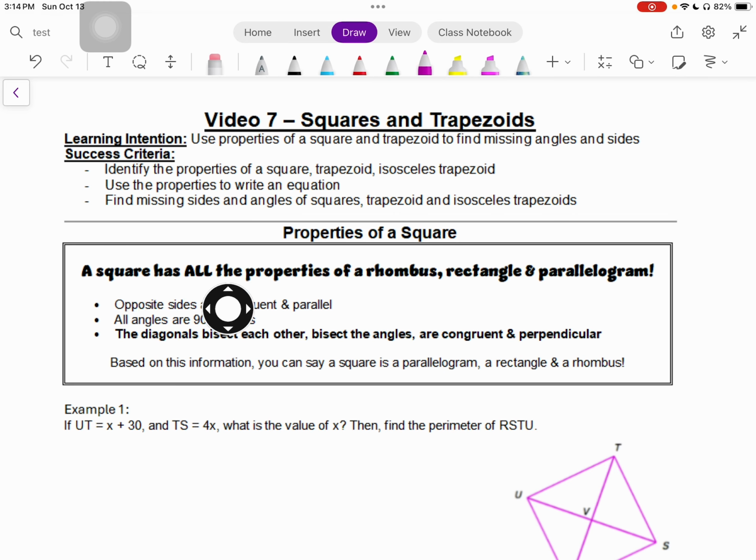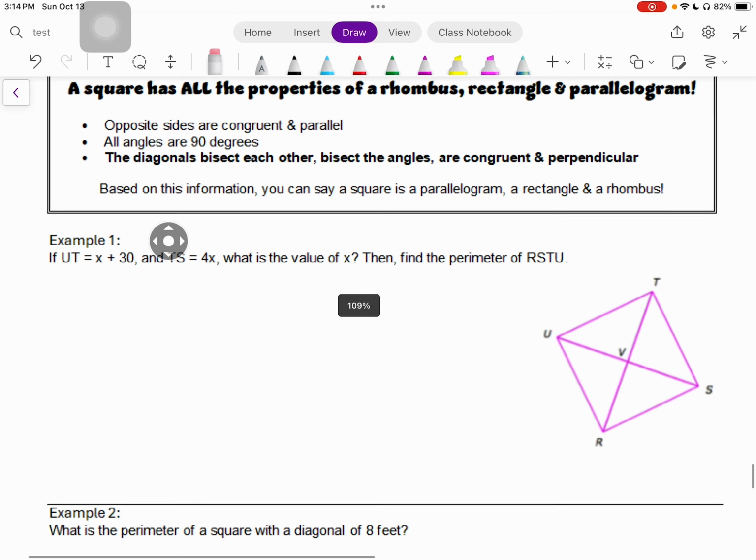So the key thing here, property of a square. A square has all properties of a rhombus, rectangle, and parallelogram. So the square has everything. Squares have opposite sides congruent, opposite sides parallel, angles congruent, 90-degree angles, perpendicular bisectors, all those different things. We're going to go through 2 questions here, hopefully to help show you all the different properties it has and how we can use some of them to answer some questions.